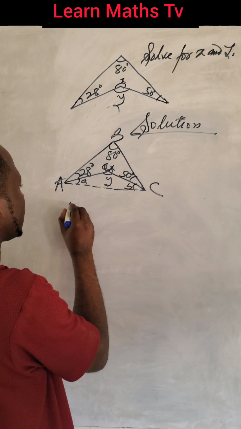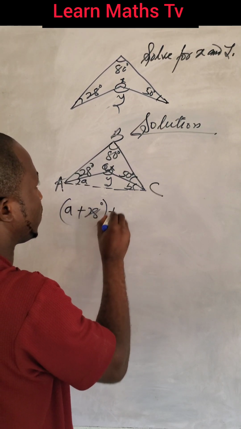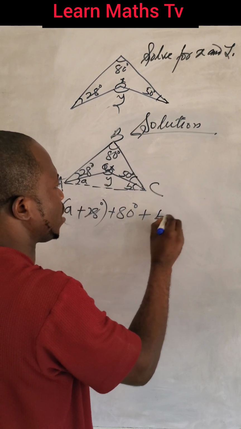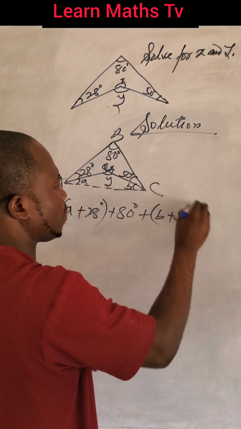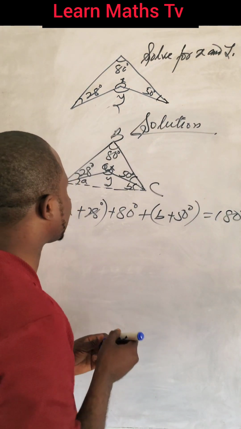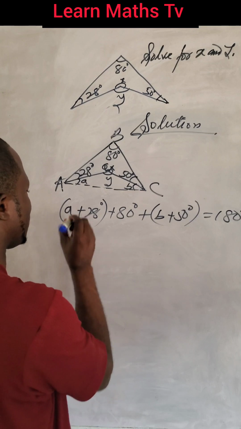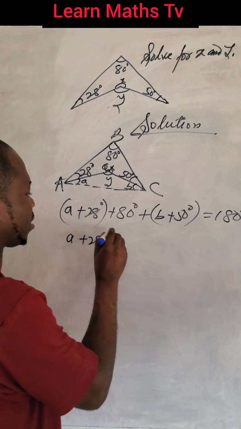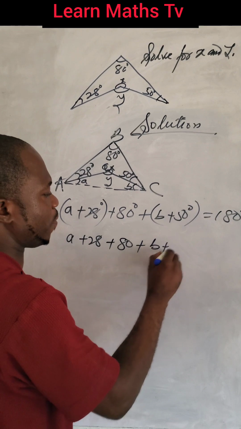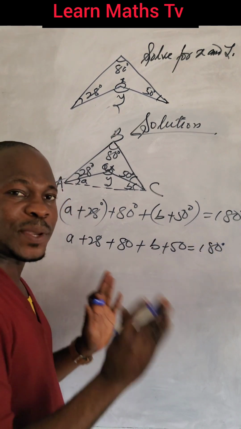So A will be A plus 28 degrees plus 80 degrees plus my C will be B plus 50 degrees is equal to 180. Remember that angles in a triangle sum to 180. And if this is true, we will be having A plus 28 plus 80 plus B plus 50 is equal to 180. So I am done with the bigger triangle.